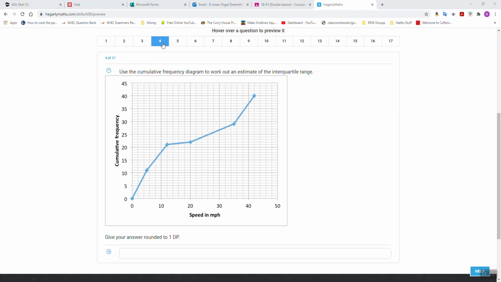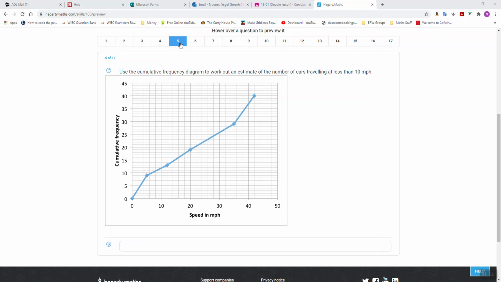For the interquartile range, I need to work out both the upper quartile value and the lower quartile value, and then work out the difference between them. So in this one, again, it's out of 40. So I'm looking for the 30th data value for the upper quartile, which is going to be 36. The lower quartile, which will be at 10, is going to be 5. So the interquartile range will be 36 take away 5, which is 31.